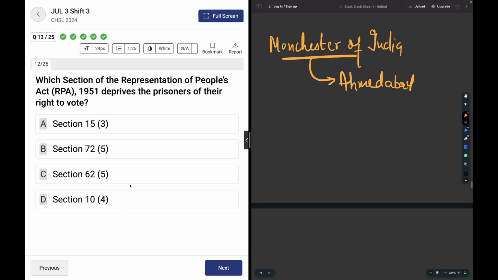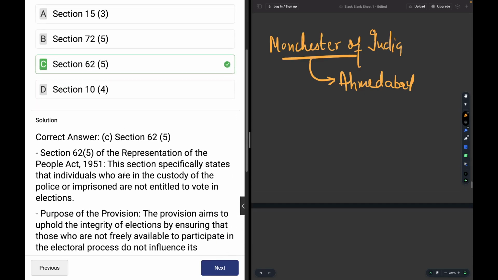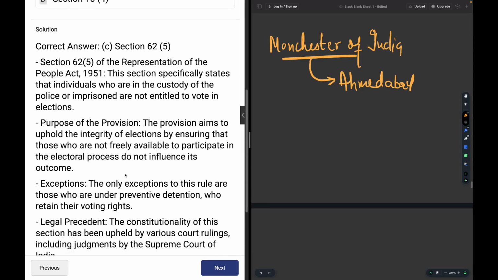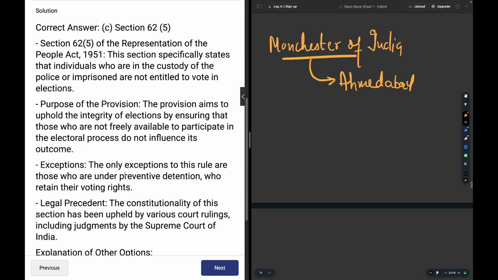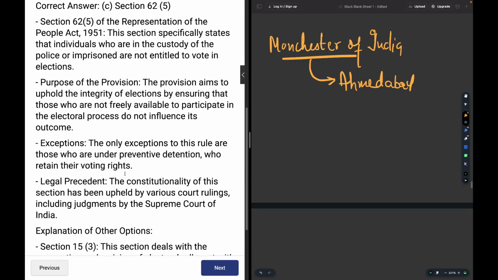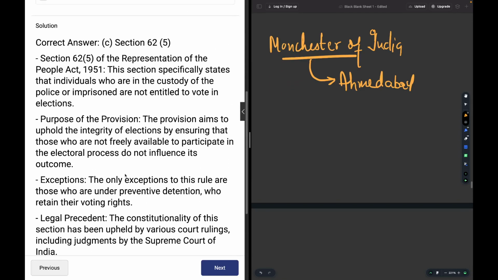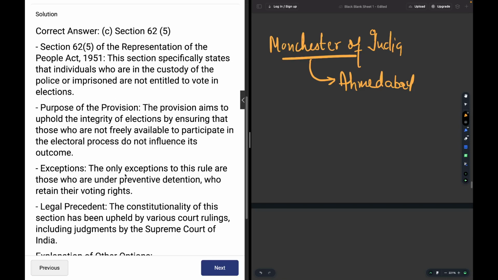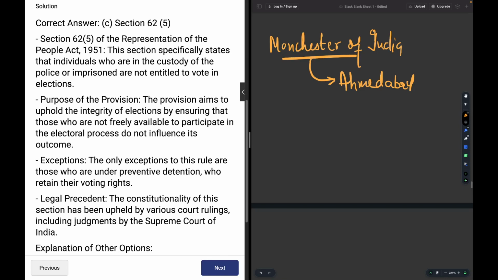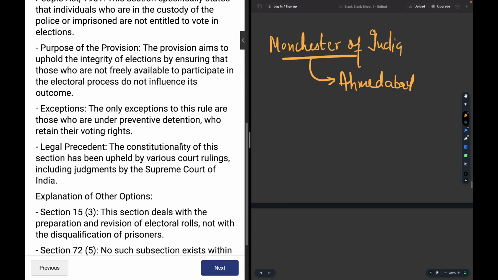Moving on. Which section of the Representation of the People Act 1951 deprives prisoners of their right to vote? The answer is Section 62(5). You need to just learn this. There is no way I can create a linkage or some sort of concept for it. Section 62(5) of the RPA specifically states that individuals who are in custody of the police are not entitled to vote in the elections.